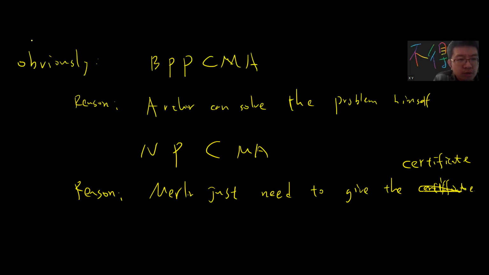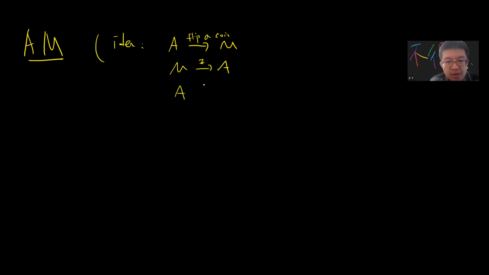Okay, and then there's another complexity class called AM. So the idea is that Arthur sends to Merlin some coin flips. So there's a coin flip. Okay, and then Merlin just gives Arthur some advice, some answer. Then Arthur decides.